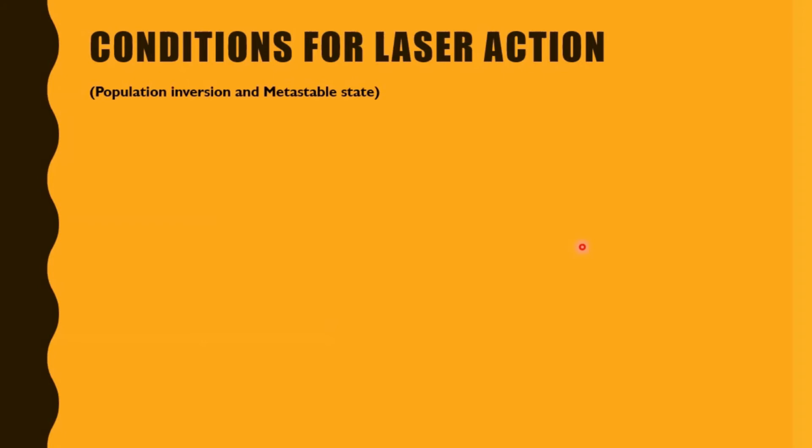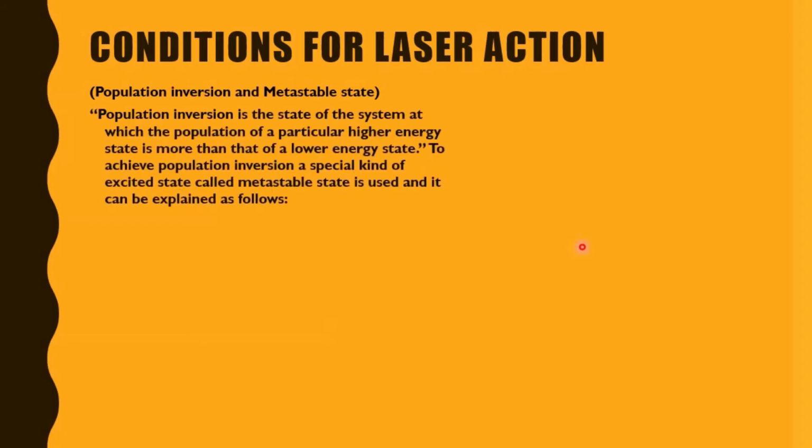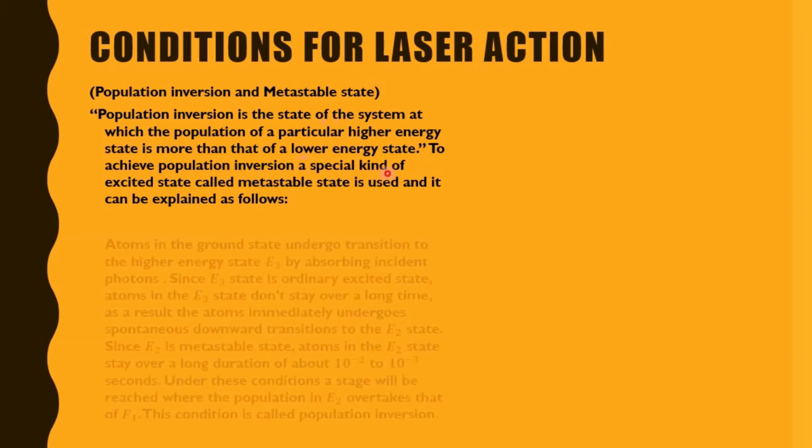So here we will know the population inversion and metastable state. Population inversion is the state of a system at which the population of a particular higher energy state is more than that of a lower energy state. So it means that the population will be more in the higher energy than the lower. To achieve this population inversion, a special kind of excited state is needed, which is called metastable, which we already discussed, and it can be explained as follows.